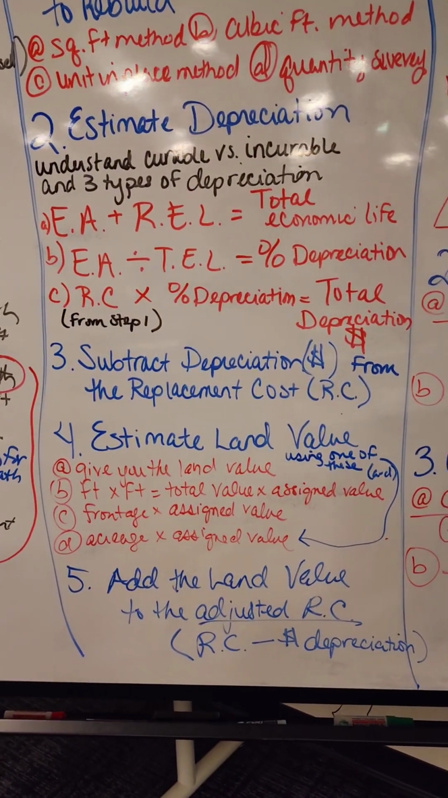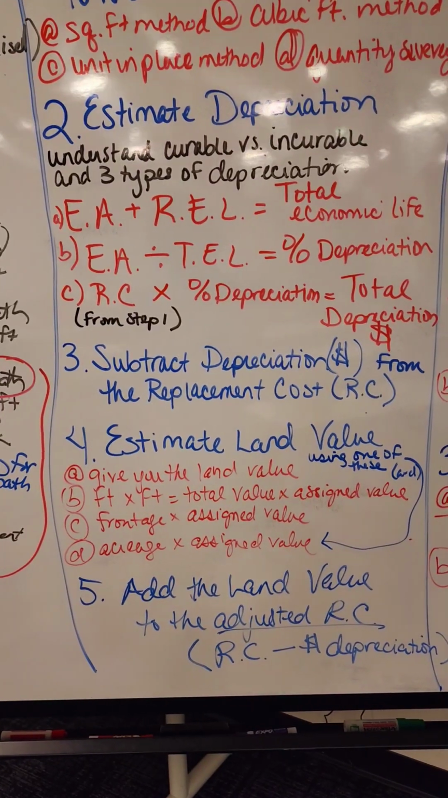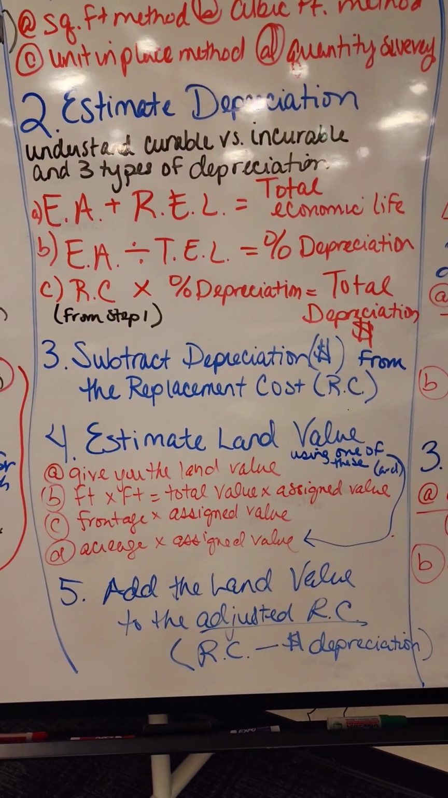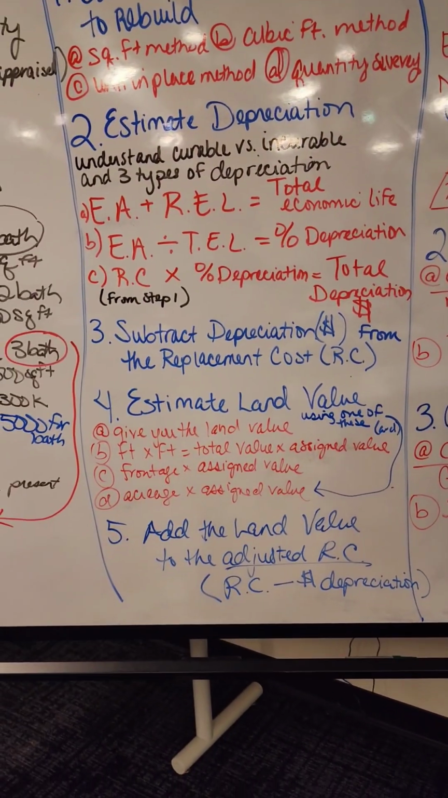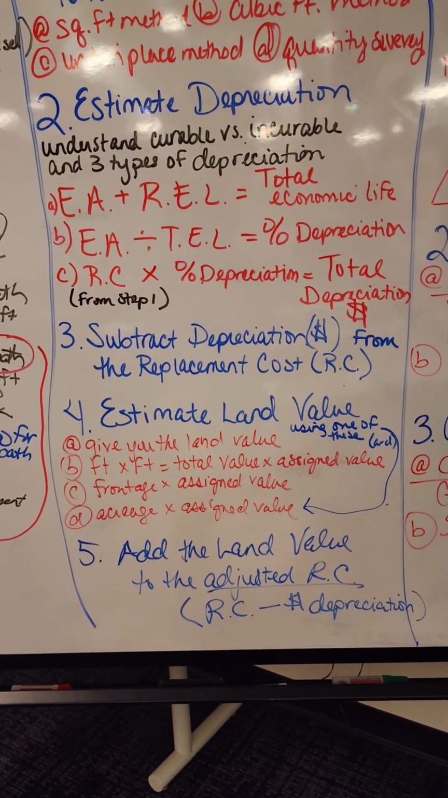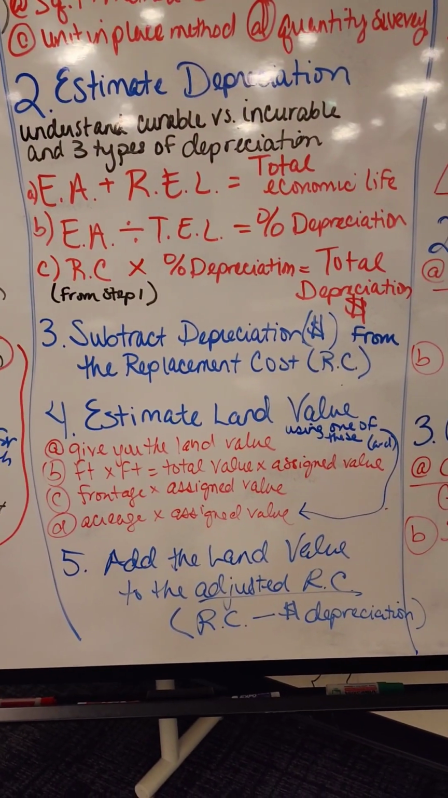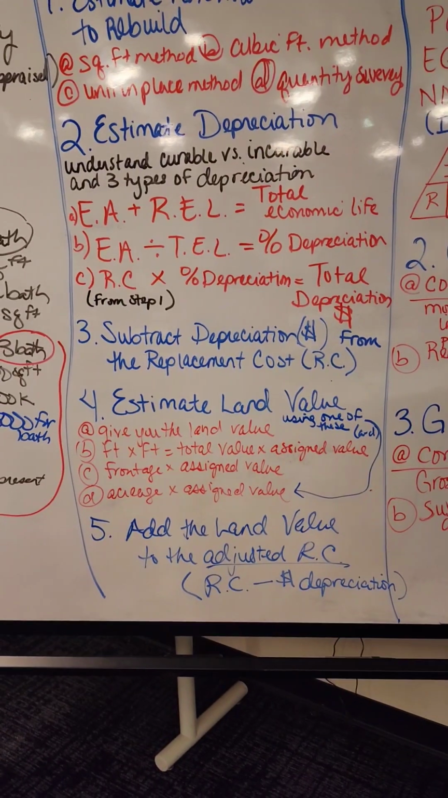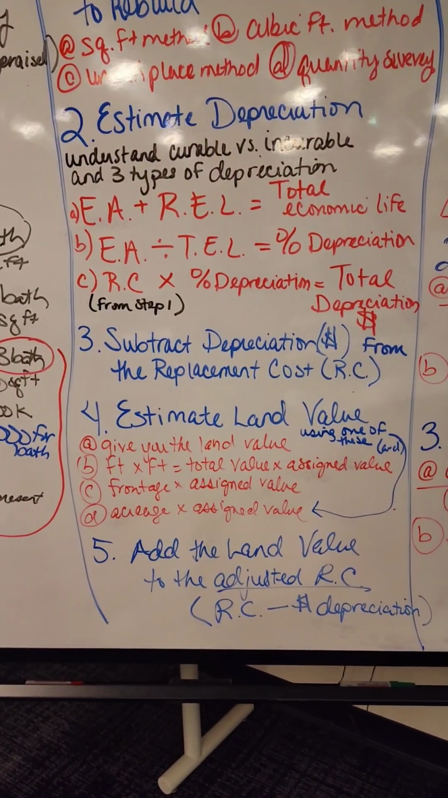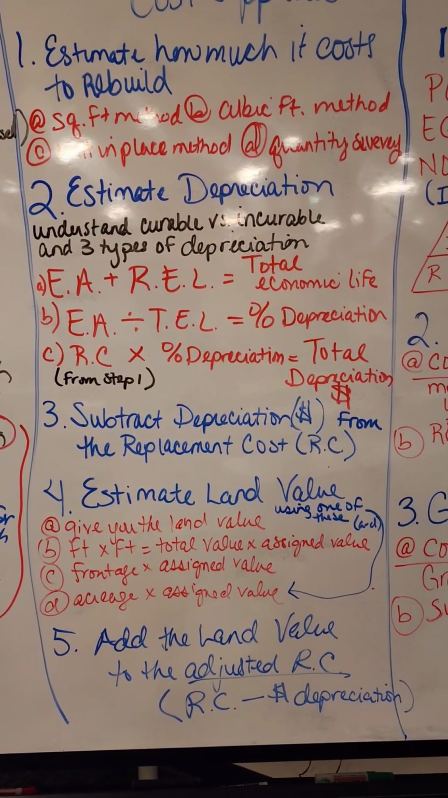And then we look at the 3 types of depreciation. So that's the physical deterioration that happens in the property. That's also the functional obsolescence, something that's out of date inside the property or on the physical property. And then you have economic obsolescence, which is something that affects the value outside of the property.